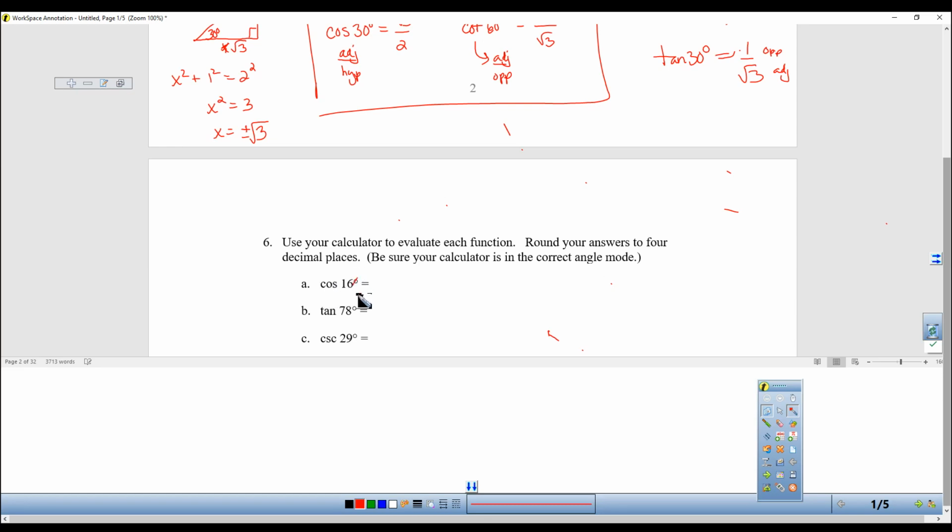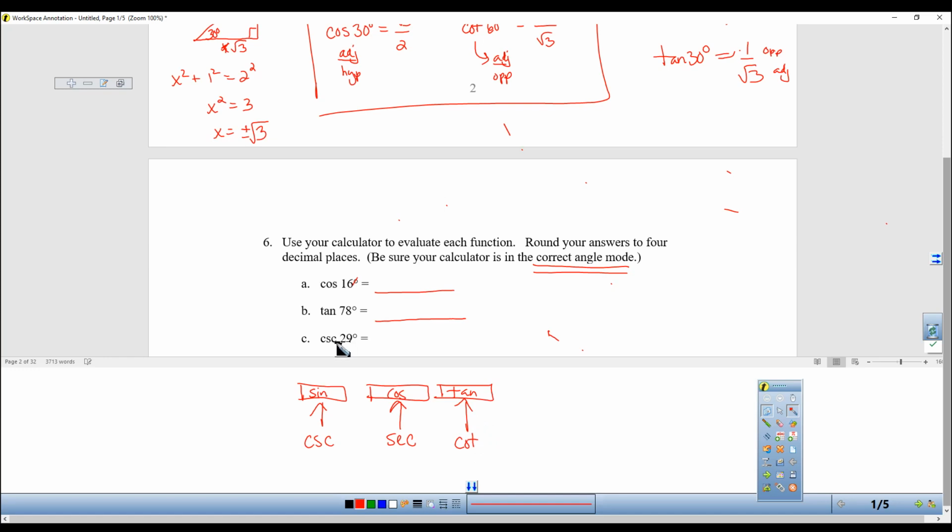You don't need the degree button, but you do need to make sure that your calculator is in degrees, which we just did a few minutes ago for problem number 4. So you can do this one, and you can do this one. Now cosecant, there's no button for that. So the only buttons you have are sine, cosine, and tangent. So if you ever need cosecant, you're going to have to be thinking about sine. And if you ever need secant, you're going to have to be thinking about cosine. And for cotangent, you can use the tangent button.